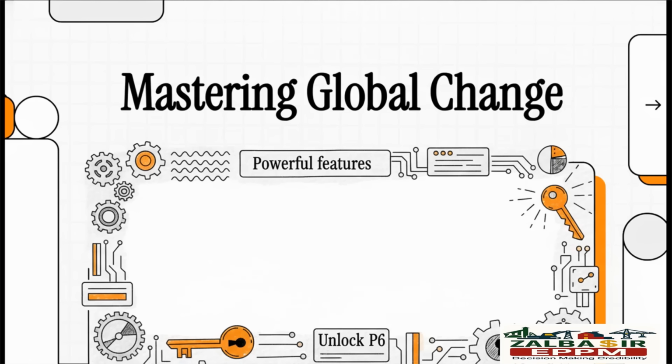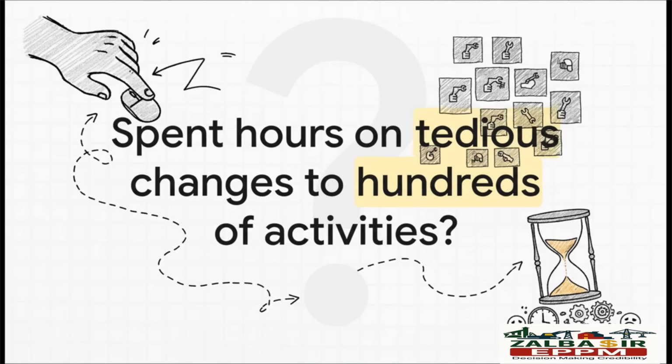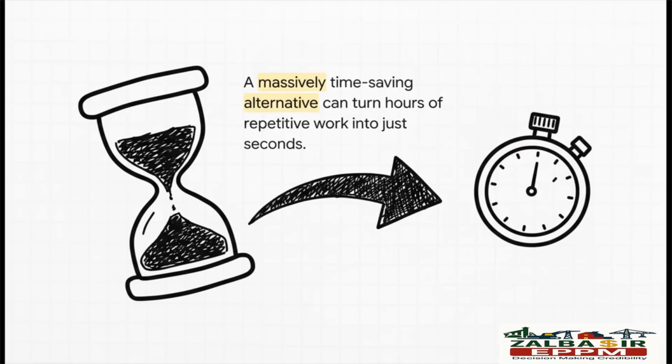All right, welcome everyone. Today we are going to pull back the curtain on one of Primavera P6's most powerful and, let's be honest, sometimes intimidating features. So, have you ever found yourself in that situation? The one where you're facing death by 1,000 clicks, just updating activity after activity after activity. It's an absolute time sink, right? Well, what if I told you there's a massively time-saving alternative? Something that can turn hours of that mind-numbing work into literally a few seconds. Let's dive in and see exactly how it works.